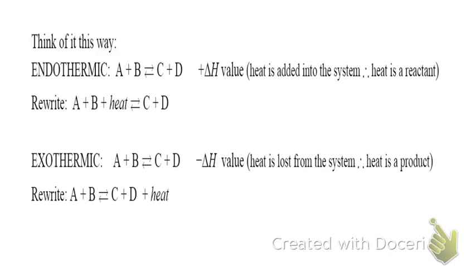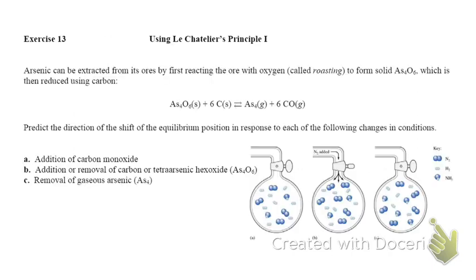Okay, so let's do some examples. Here we have an equation of arsenic and carbon, and if we make these changes, what direction will they shift? So if I add carbon monoxide, it's going to shift left, away from it. I'm just going to draw the arrows. You can write shift left if you want.